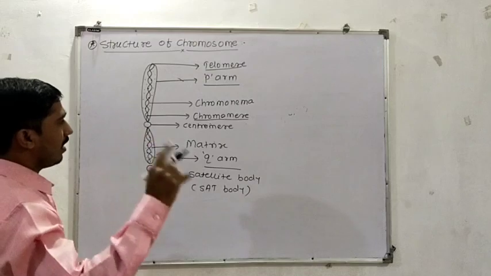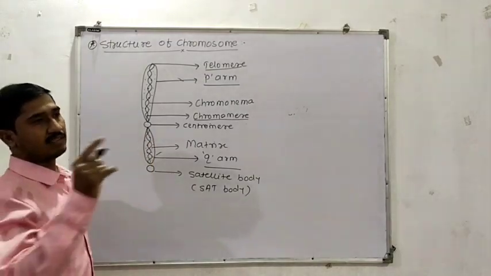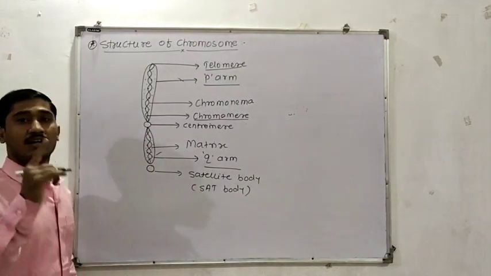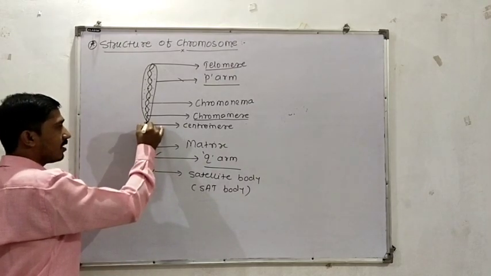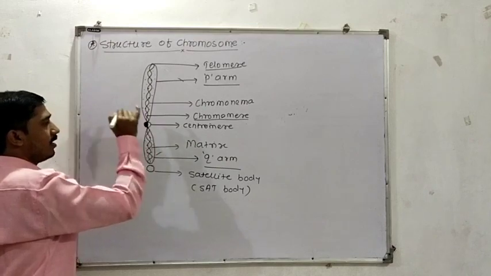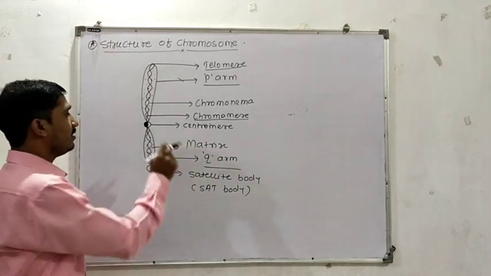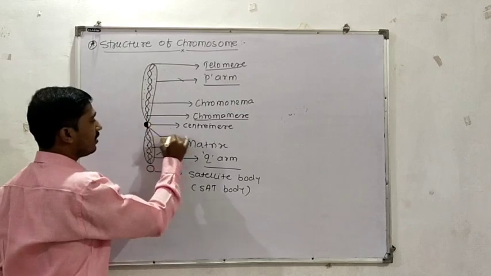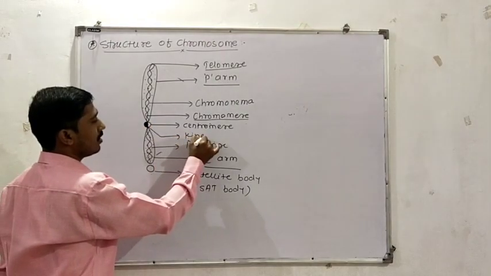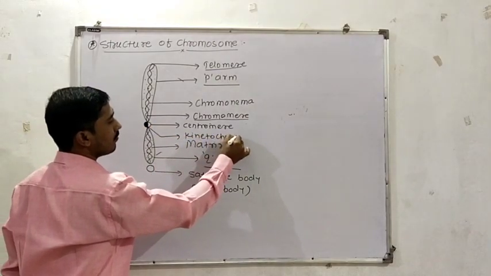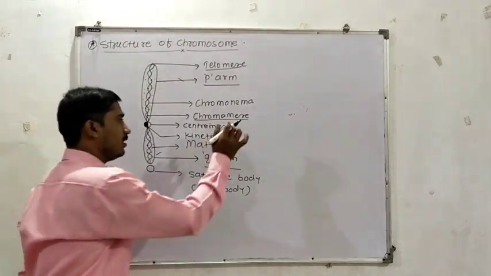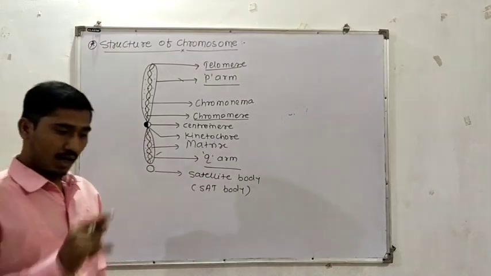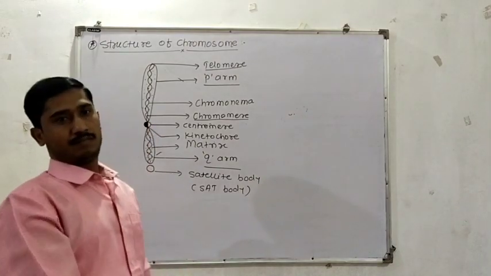Right? And then the last very important part present in the chromosome is a disc-like structure. That disc-like structure is present behind the centromere, and it is called the kinetochore. This kinetochore also has an important role.